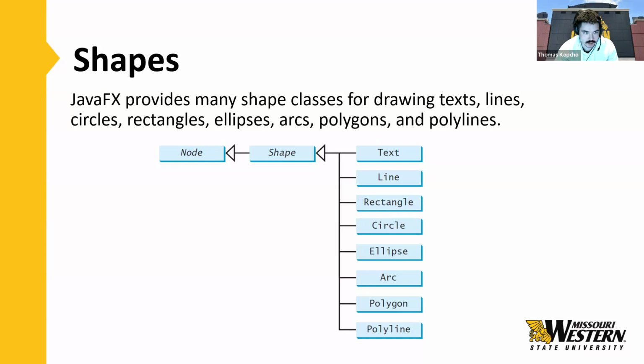So I already showed you one of the shapes. JavaFX offers a variety of built-in shape classes for drawing basic geometric figures and text directly in the scene. These shape classes extend the Shape class, which itself is a subclass of Node. That means they can be added to the scene graph just like any other UI control.